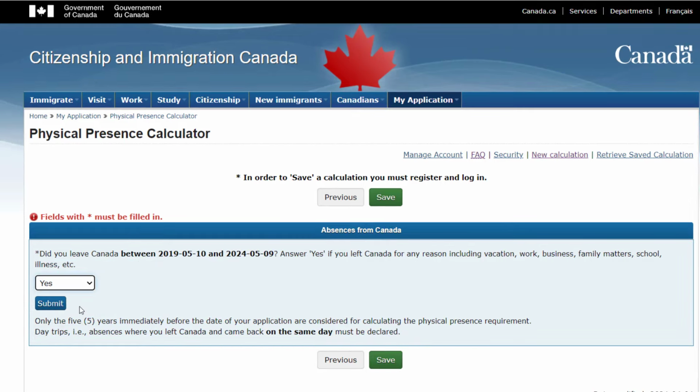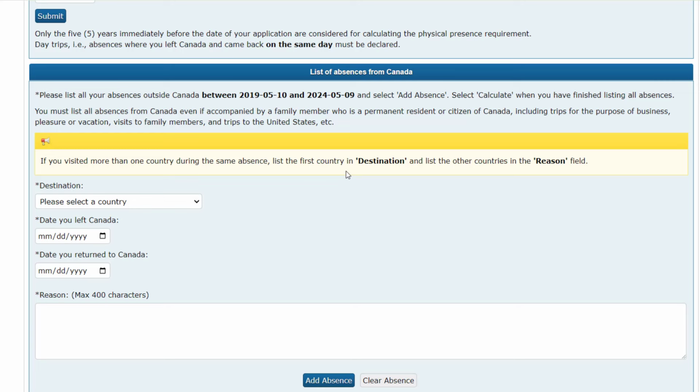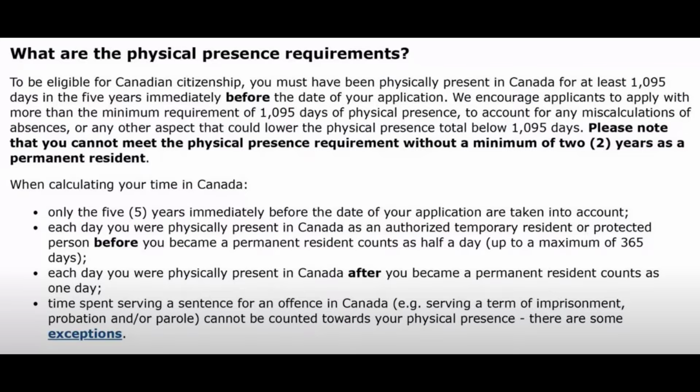If you answer yes, you'll then be required to list all periods of time you had authorized temporary resident status or protected person status in Canada. Every day you spend in Canada as a temporary resident or protected person before you become a permanent resident counts as a half day up to a maximum of 365 days.